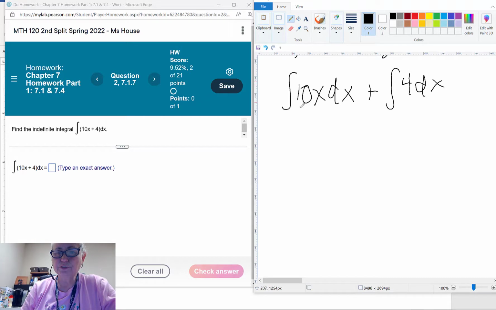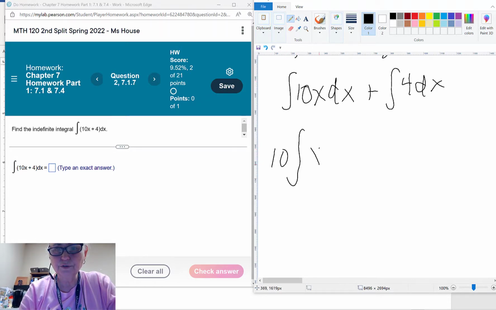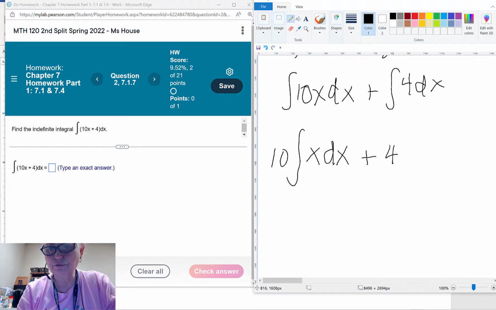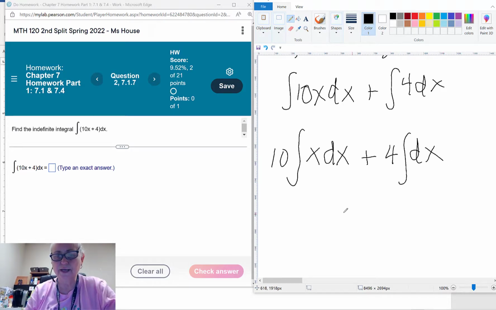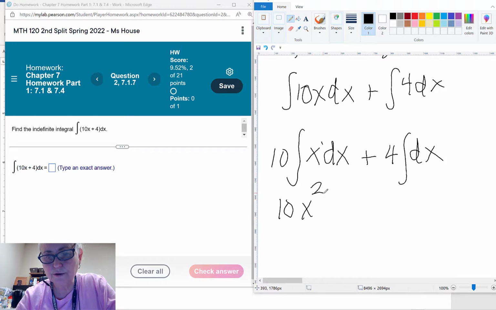Now remember, if there's a constant in front, it can come outside. We're going to do the integral of x dx plus the integral of 4 dx. So those constants come outside. This one has an x, so we need to use the power rule. This is an x to the 1, so we need to add 1 and divide by that. So this is going to be a 10 and an x squared divided by 2. Now once we have taken the integral, we don't need this dx anymore.